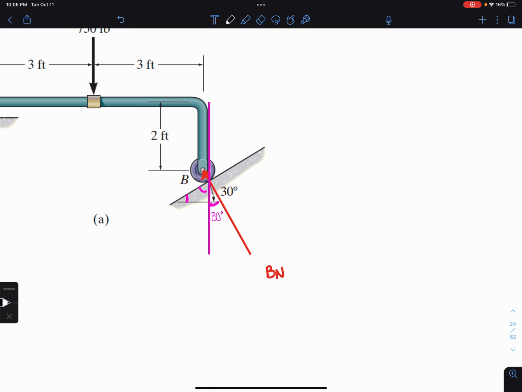So basically, when I pull BN up, I'm going to have B sub N cosine 30, B sub N sine 30.